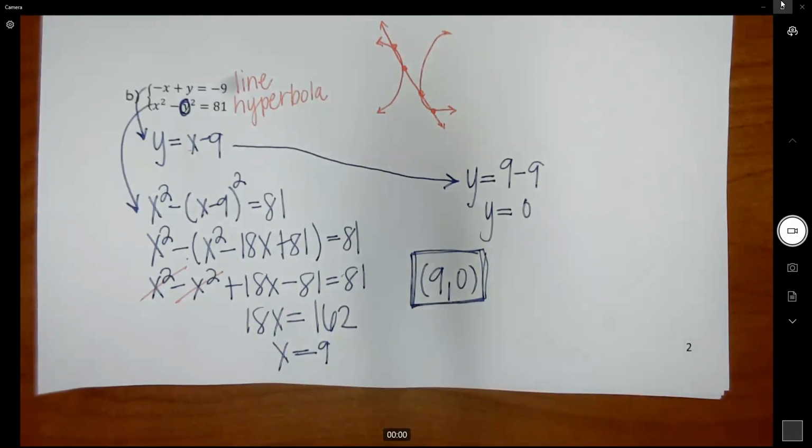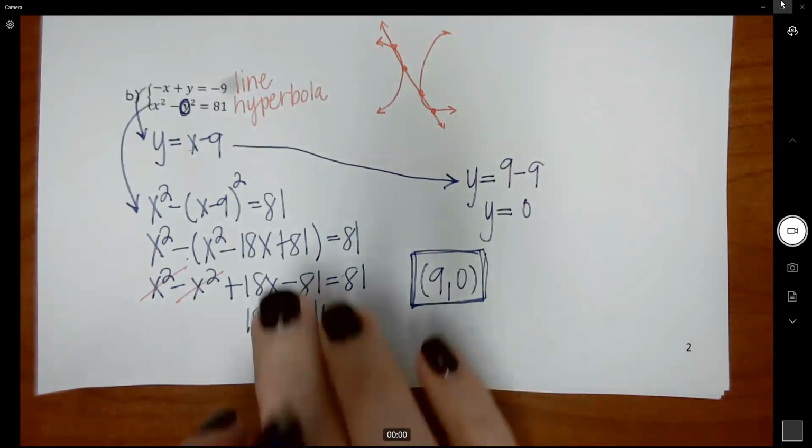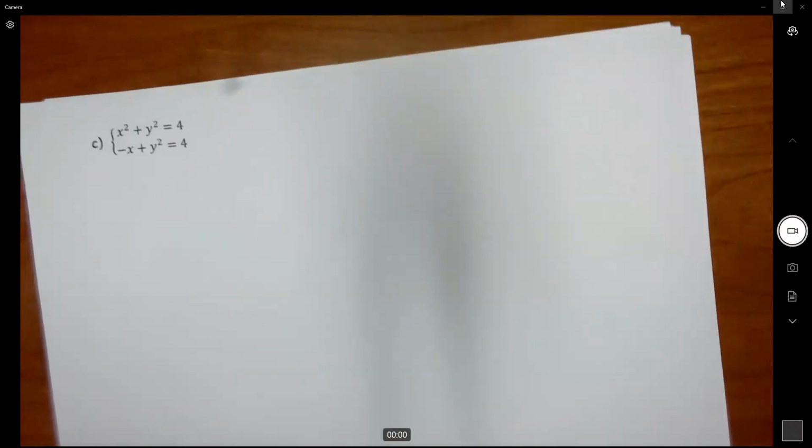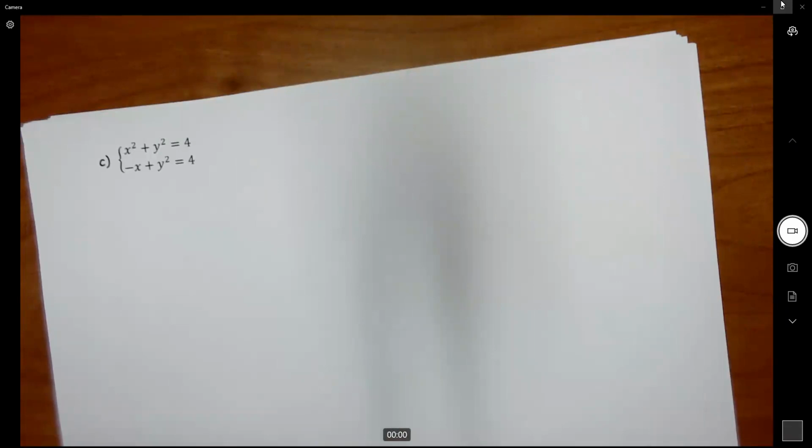This is what the rest of the lesson is. So we got 4 more examples with slightly different things that can happen, right? But this is what the whole lesson is.